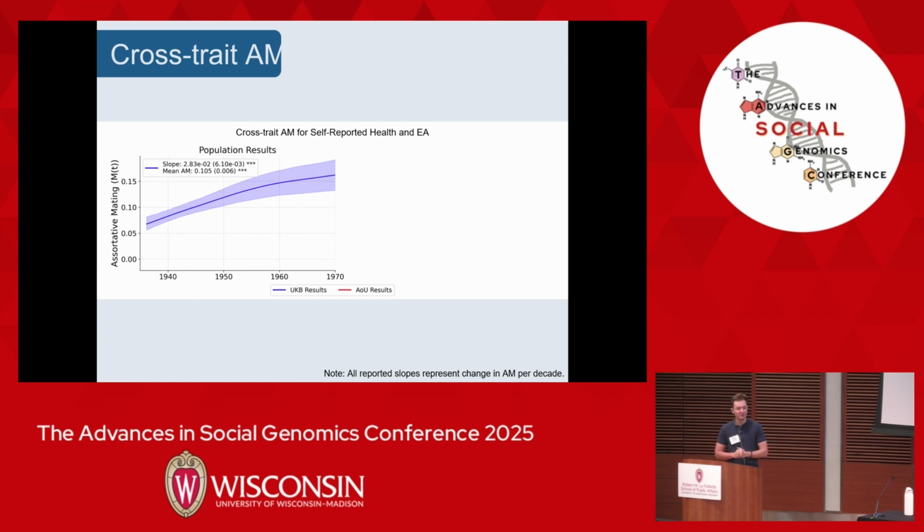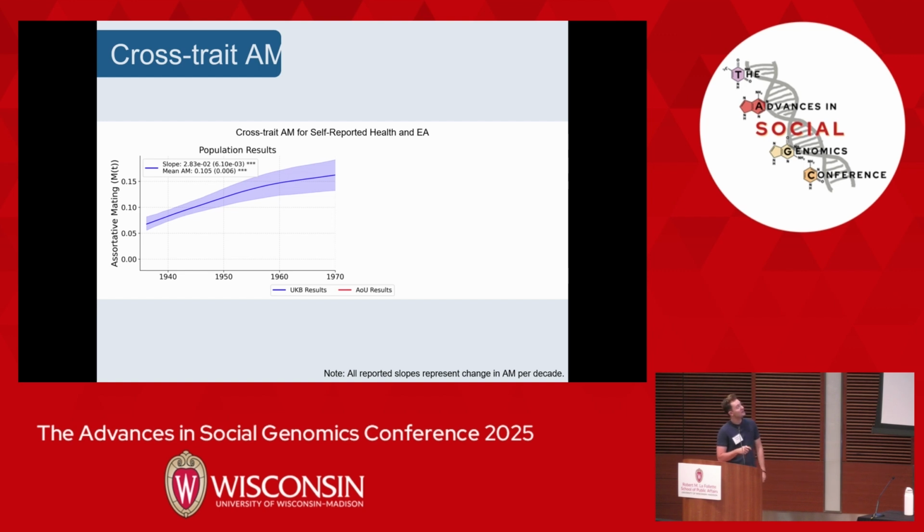This is a selected result, but we have many, many more if you're interested in looking at that. This is going to be cross-trait assortative mating for self-reported health and educational attainment, just like our example there. And I'm going to guide you through these axes. First of all, we have assortative mating here on the y-axis. That's just our measure of genetic sorting, which is the mate PGI correlation at the time their child was born, so we're inferring that through our method. And here is just going to be the birth date of the child.